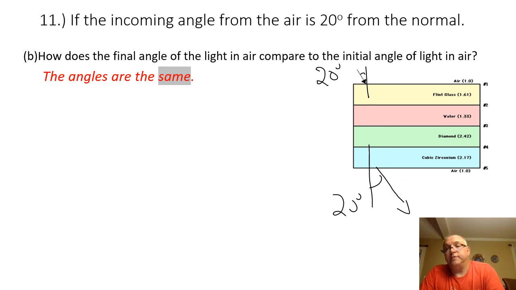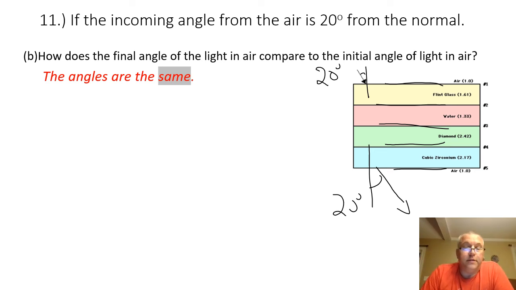The reason for that is because the boundaries between all of these different media are parallel, and because they are parallel, they are going to cancel each other out. So the light leaving this stack of 4 different media is going to be traveling at the same angle as it was when it entered all of those media, and that's simply because all of the boundaries are parallel with one another.